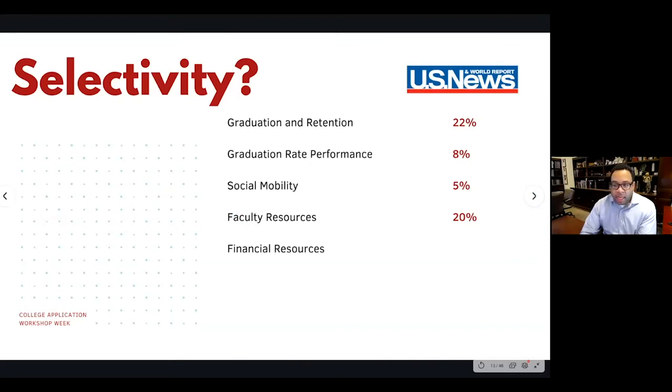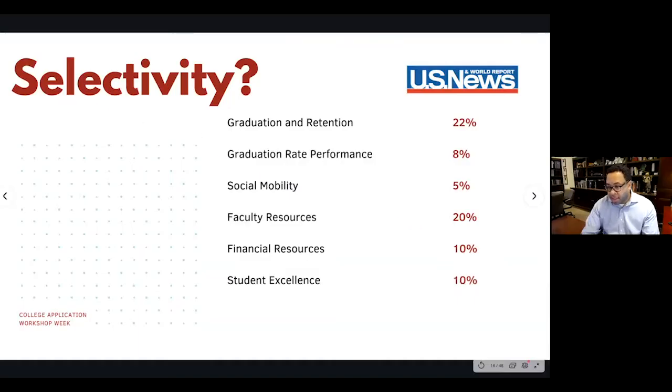Financial resources. I'm going to make this one easy. This is money in the bank. This is endowment. How many percentage points? That is 10%. So the next one is student excellence. And that one is essentially their acceptance rate. How many percentage points would you give for student excellence? 10%. So whether or not a place is selective and somewhat their academic profile, this takes into consideration.